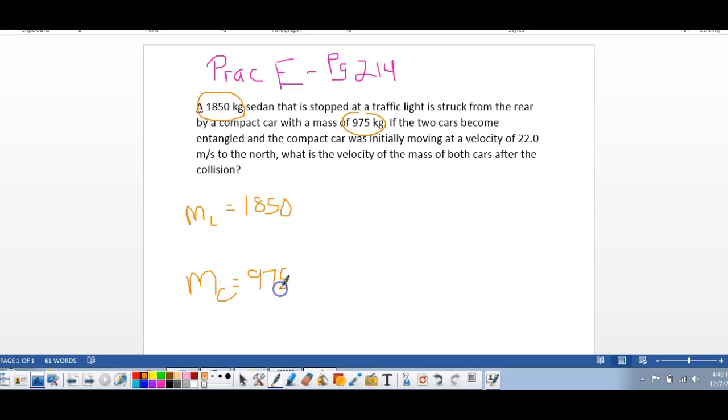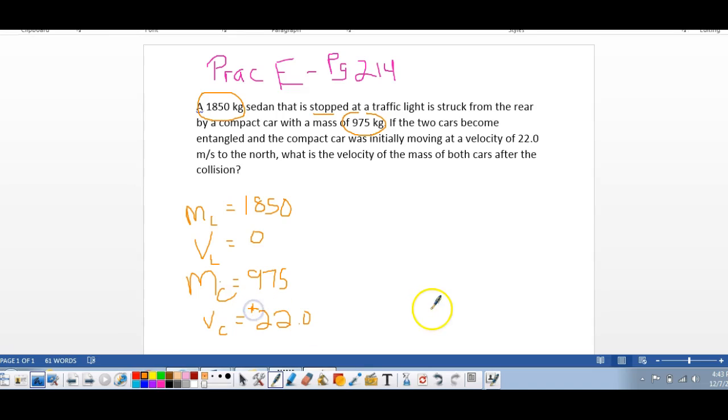We're not going to write it. And then we're doing momentum here, so we want to get the velocity of the luxury car. And if you remember, it says stopped, so this is a 0. And then the velocity of the compact is equal to 22 meters per second north, and we'll just make that positive.